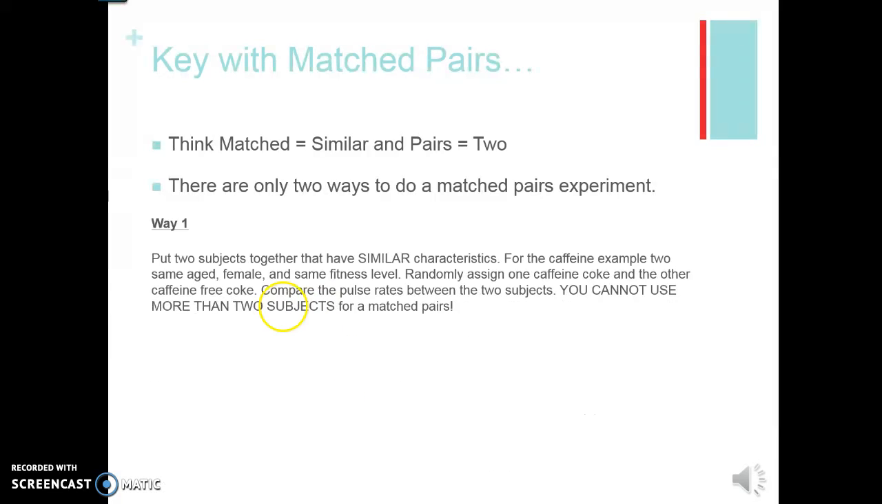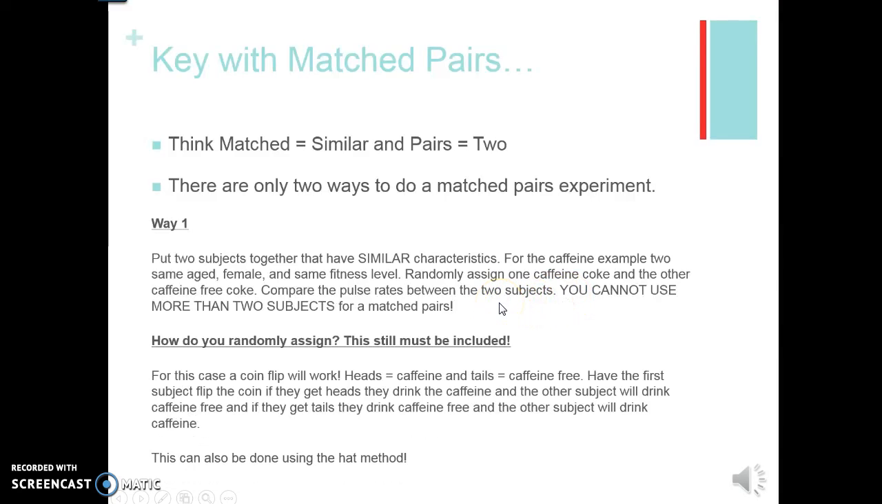Okay, so there are only 2 ways to do a matched pairs experiment. The first way is to put 2 subjects together that have similar characteristics. For the caffeine example, they could be 2 people of the same age. They're both females and the same fitness level. Randomly assign one caffeine and the other caffeine free. Compare the pulse rates between the two subjects. You cannot use more than 2 subjects for matched pairs. Please make sure that you still explain how you're going to randomly assign. In this case, you can use a coin flip. Heads is caffeine and tails is caffeine free.